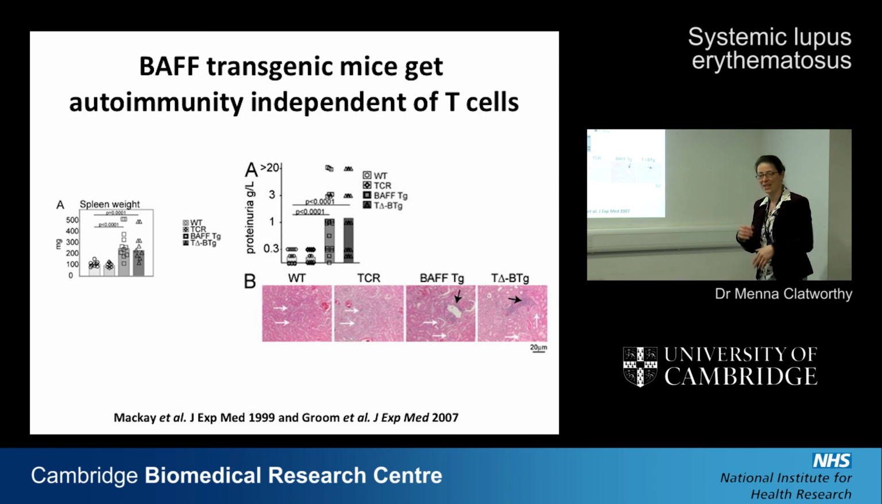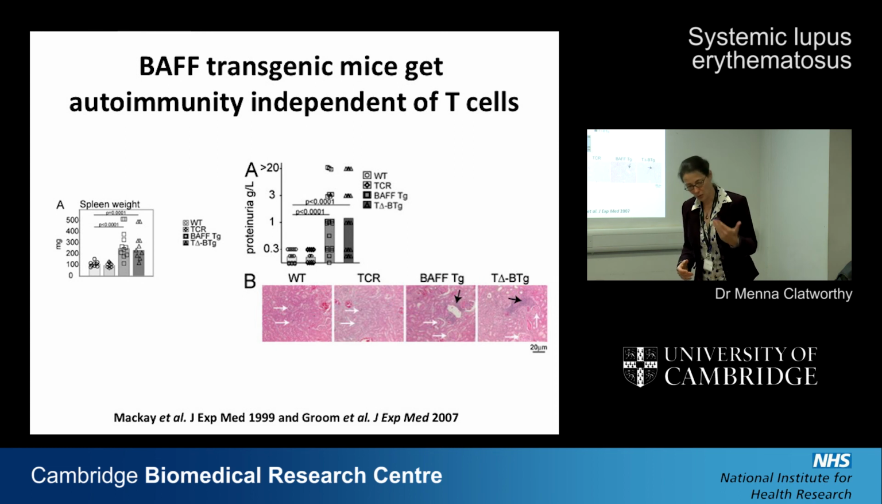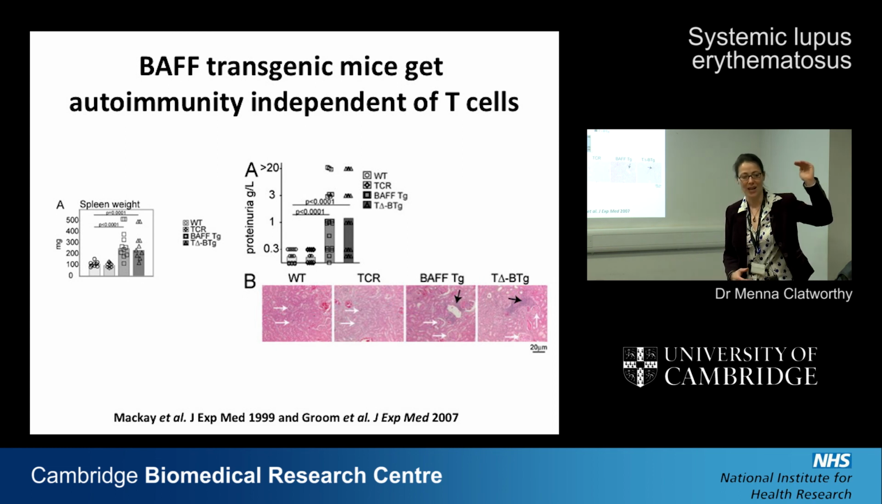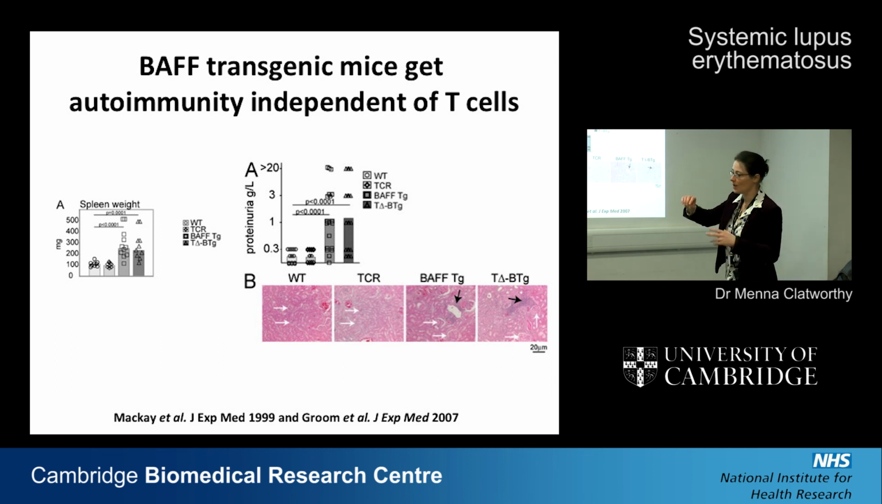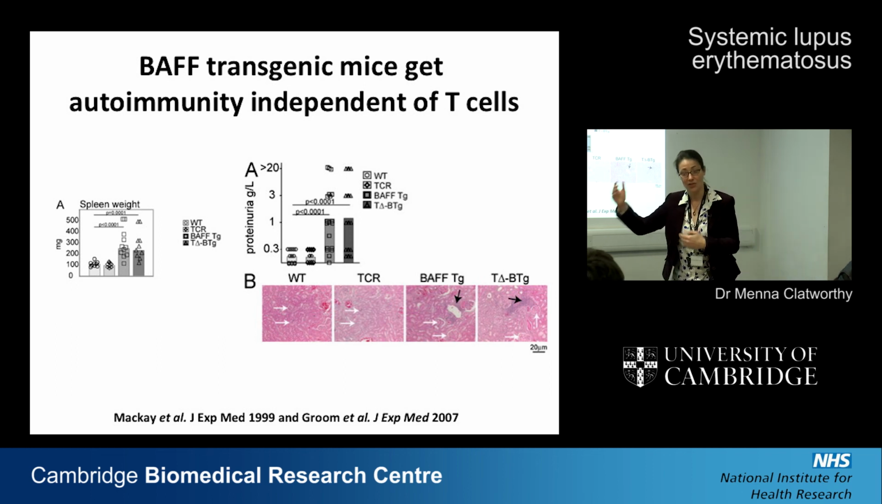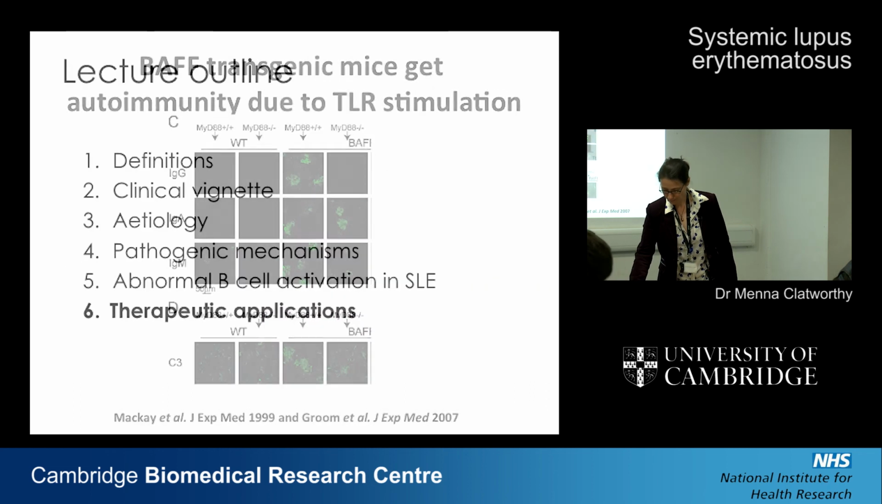So this is really critical. You can see, again, if we go back to the polymorphism idea, if you have an individual who has a polymorphism in their BAF gene, which means they produce higher levels than average, it's just another brick in the wall that means that they might go on to develop autoimmunity.